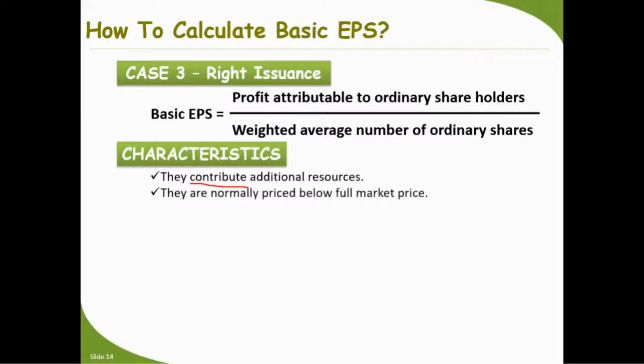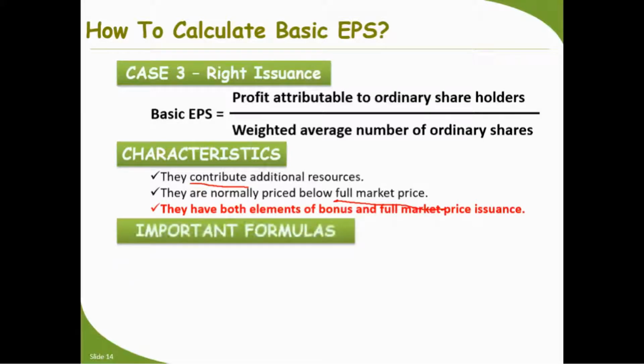They are normally priced below the full market price, as I discussed earlier. Then they have both elements of bonus and full market price issuance. So it has both elements: bonus, against which no additional resources come in, and full market price, against which we have additional resources. Okay, so important formulas.